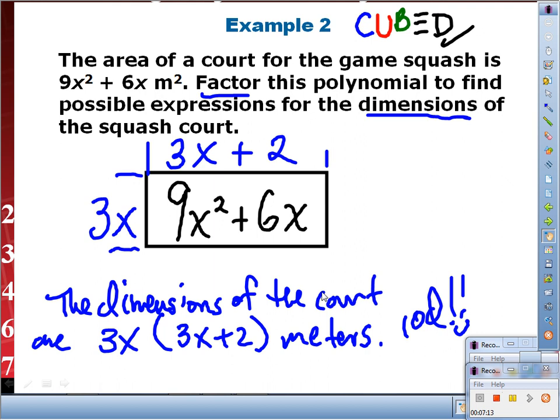All right. So let me just elaborate. Notice that here, did I write meters squared? No, what did I write? Meters. All right, so let me just elaborate on that.